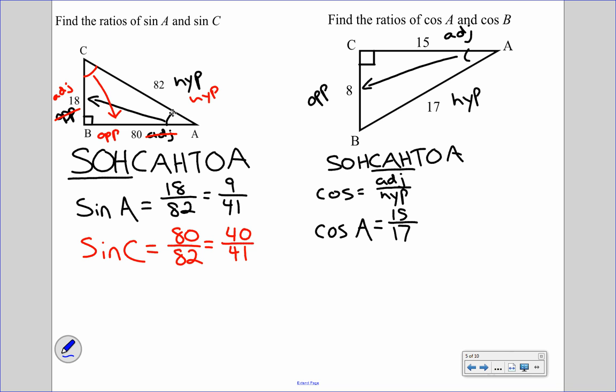Now it also asks for our cosine of B. So now we need to look at the triangle from the perspective of angle B. If we do that, this now becomes our opposite side. This is our adjacent side, so it's next to our angle, and our 17 is still our hypotenuse. So the cosine of angle B is the adjacent side, which is now 8, over our hypotenuse, which is 17.